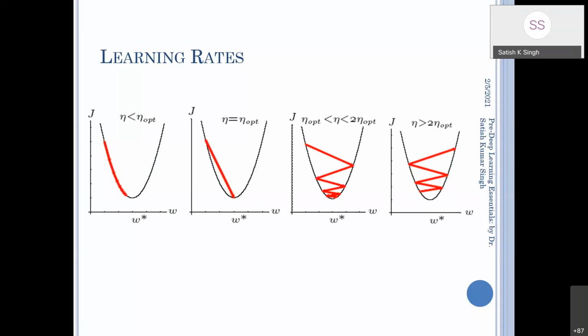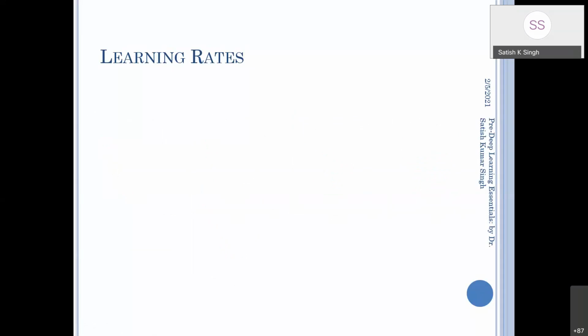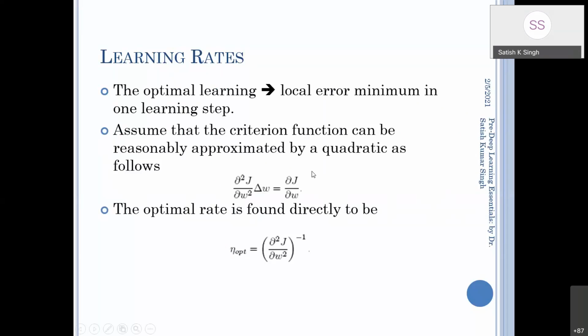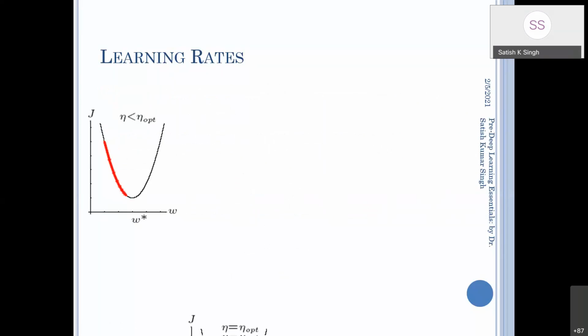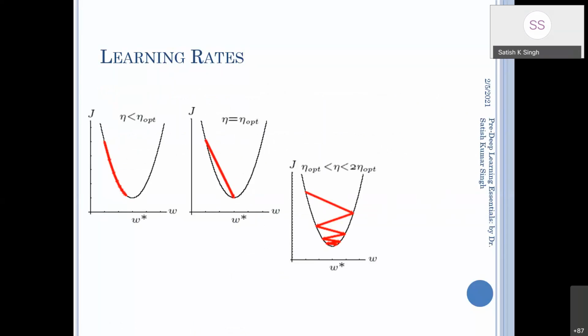So certainly we should try to find out this value, and then depending upon it, we should select the value of eta, whether we need to keep it lesser, equal, or more. Normally it should be optimal.